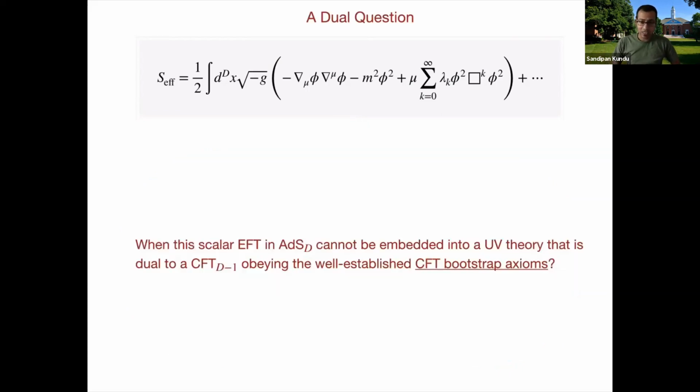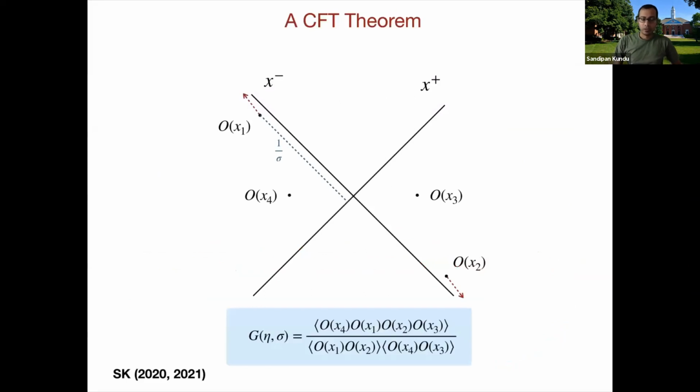So I'm going to ask the dual question: when can this scalar EFT in AdS not be embedded into a UV theory that is dual to a CFT obeying the usual CFT bootstrap axioms? So that's basically existence of the OPE and the fact that OPE coefficients are real. That's it. And the way to do that is via this CFT theorem. This is a theorem about the CFT Regge correlator.